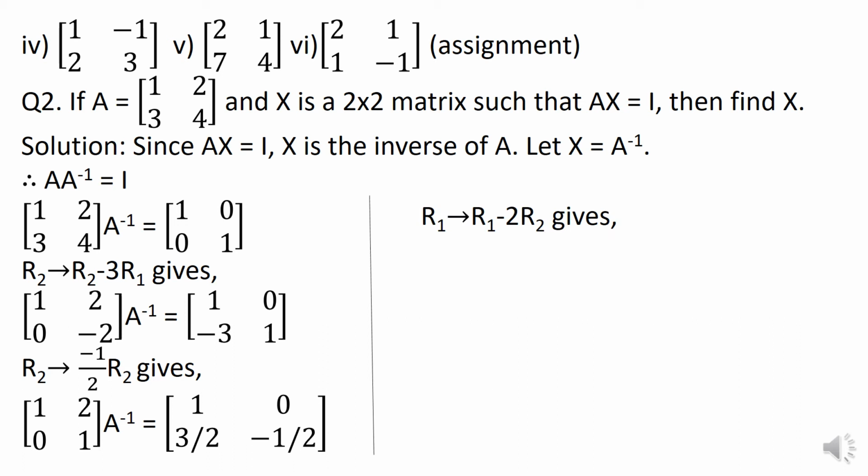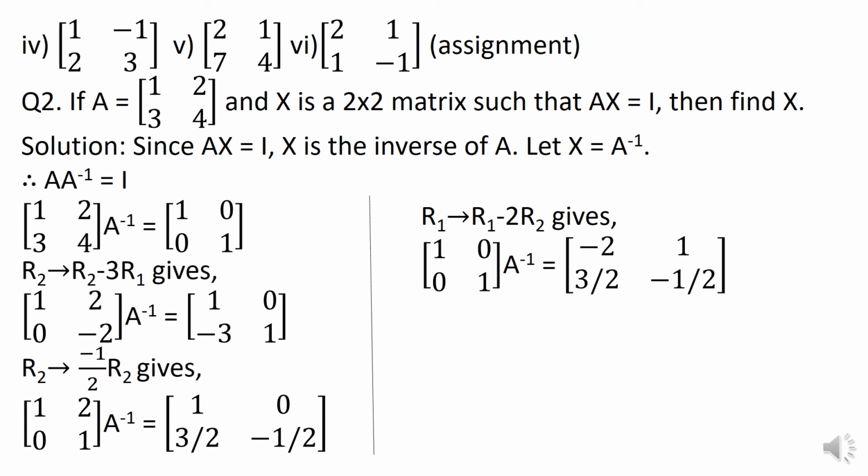Then in the next step, R1 minus 2R2 because we want 0 in the 1, 2th position. Thus, we do R1 minus 2R2, which gives us the correct matrix. So, we get I into A inverse is equal to RHS as a new matrix. A inverse is X. So, X comes out as the answer here.